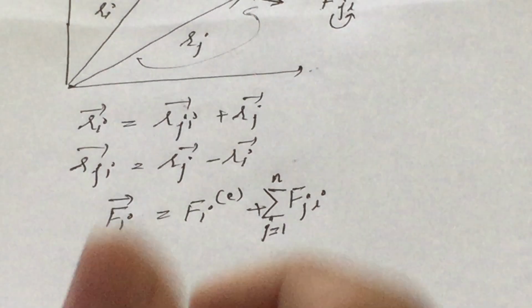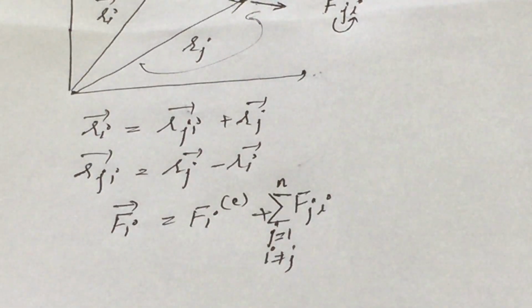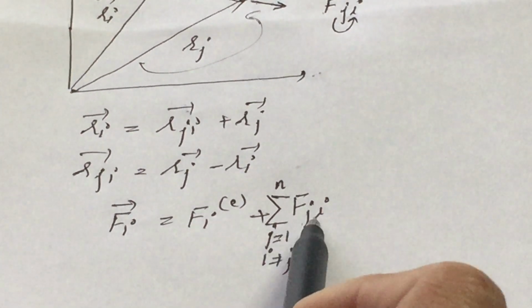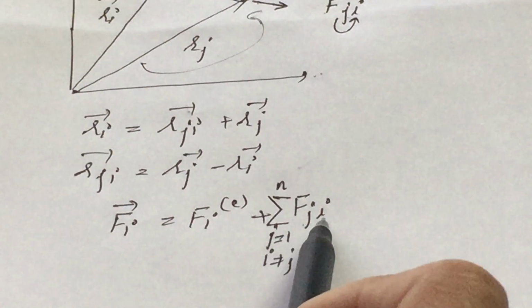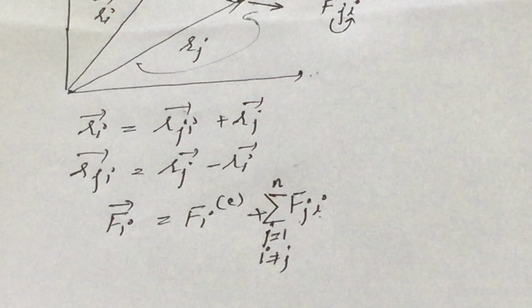So we will make the summation from 1 to n, where the condition is that i is not equal to j, because for i equal to j, this will come out as F11. It means the first particle is applying force on the first particle, and this is not possible.